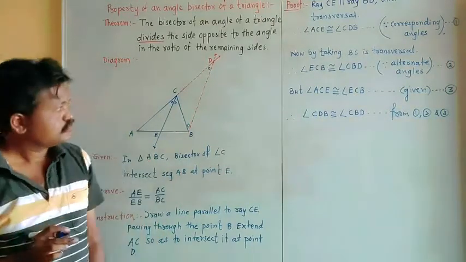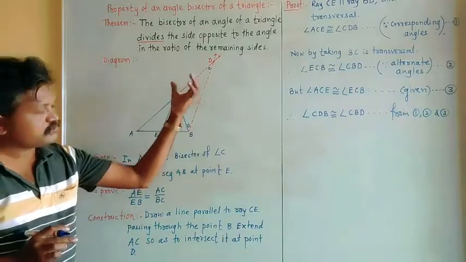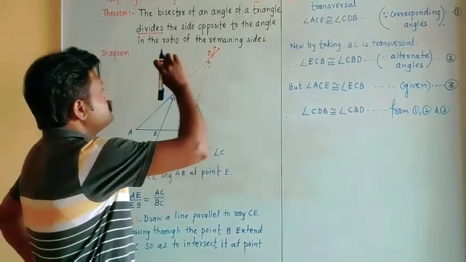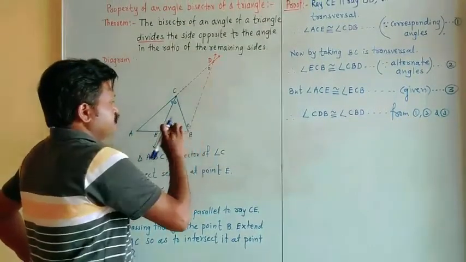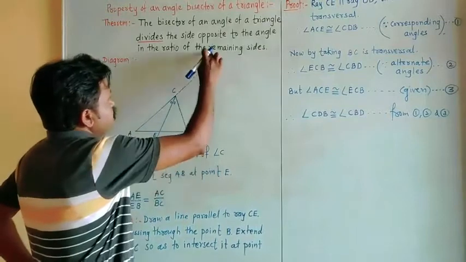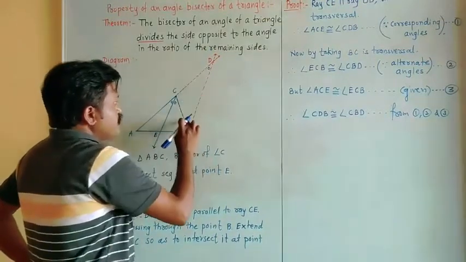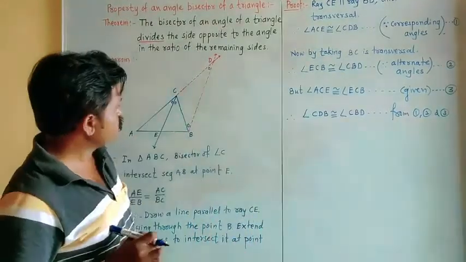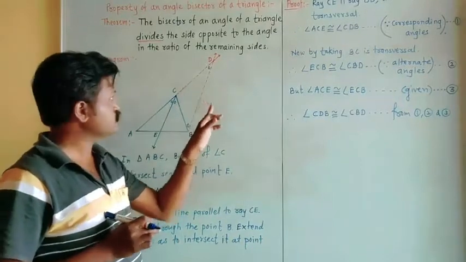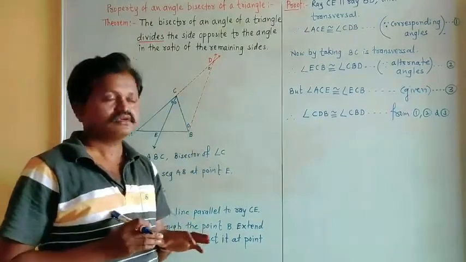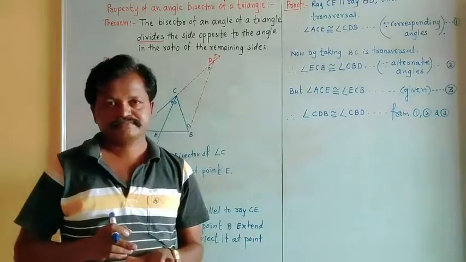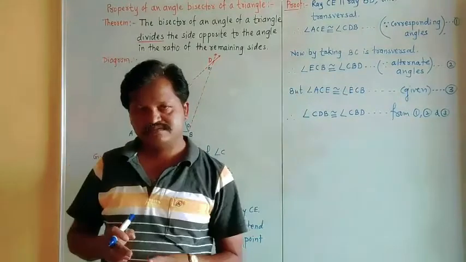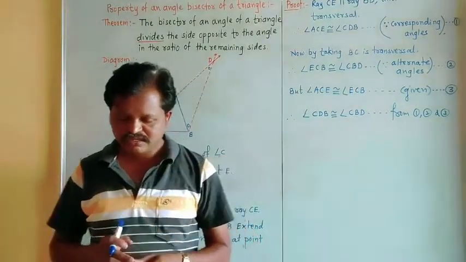Now you get one more very important piece of information. In triangle CDB, these two angles are congruent. If BD is the base, then the base angles are congruent. So which type of triangle is this? This triangle is an isosceles triangle.